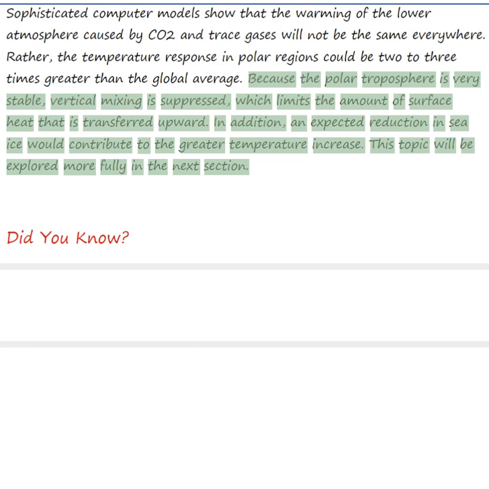Because the polar troposphere is very stable, vertical mixing is suppressed, which limits the amount of surface heat that is transferred upward. In addition, an expected reduction in sea ice would contribute to the greater temperature increase. This topic will be explored more fully in the next section.